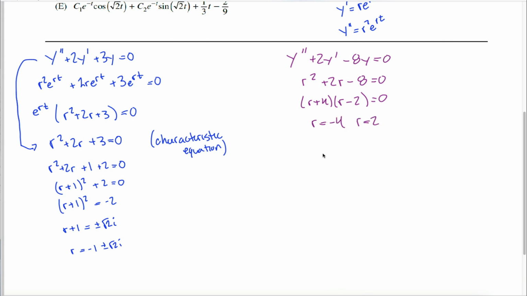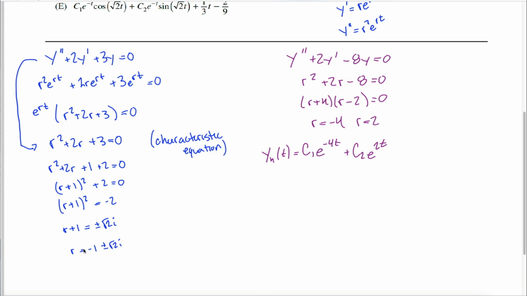I take these two roots, I plug them into e to the rt power, so I get e to the negative 4t power and e to the 2t power. Then the solution to my homogeneous equation, sometimes written y_h of t, is just a linear combination of these two things. So some constant, capital C1 times this thing, plus some other constant, capital C2 times this thing. It's a quick and easy process.